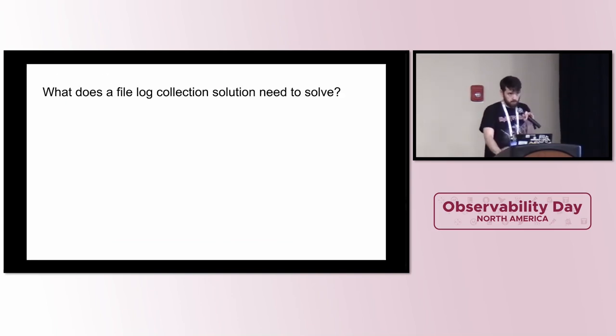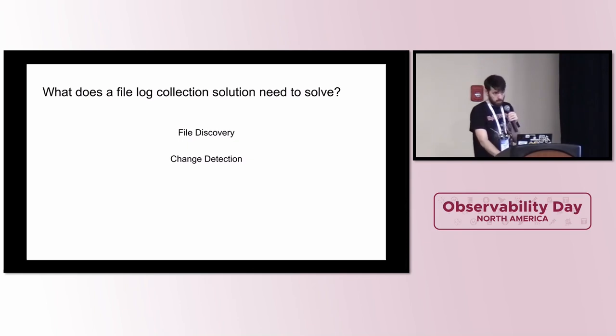A file log collection solution, in my eyes, has four major problems it needs to solve, and I'm sort of modeling this talk around those four pillars. That's discovering files to read data from, detecting changes on those files, seeing that there's data to be read, actually reading the data from those files, and handling file rotations.